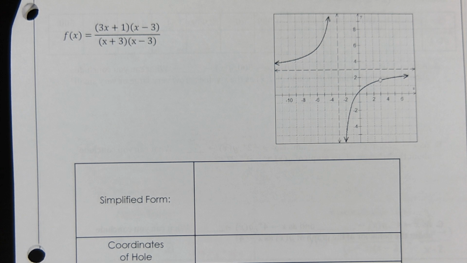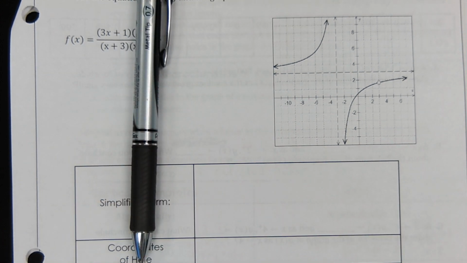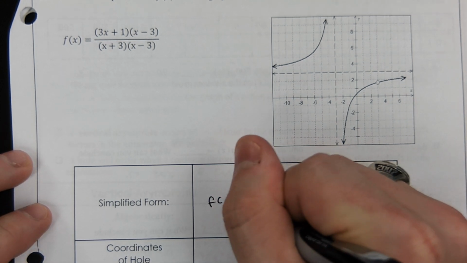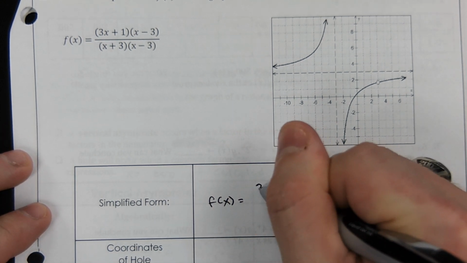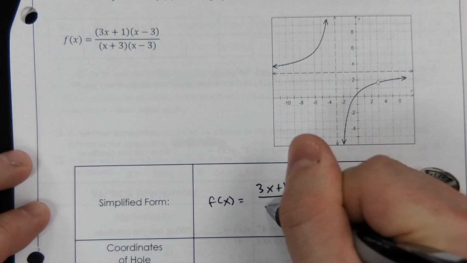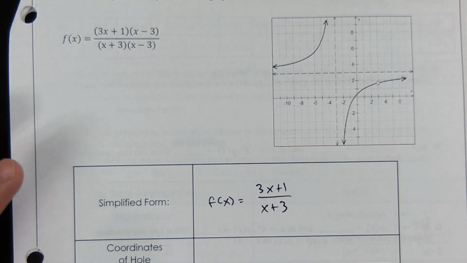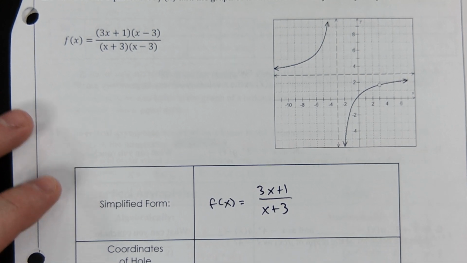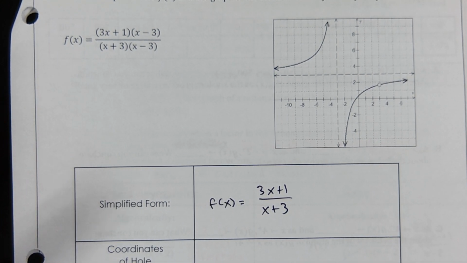There's an x minus 3 in both the top and the bottom, so they'll cancel each other out. The simplified form is f of x equals (3x plus 1) over (x plus 3). Now we know that x can't be positive 3, but this at least is what it would simplify to, because the x minus 3's would have canceled.